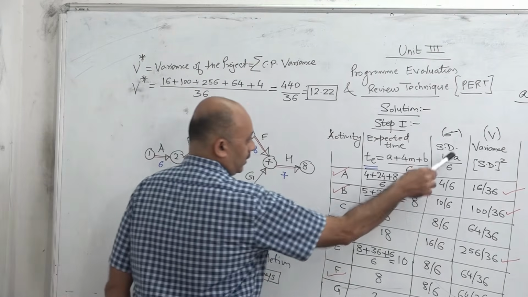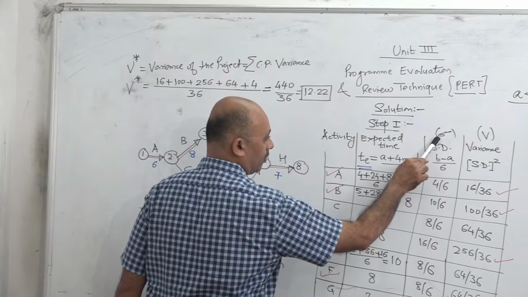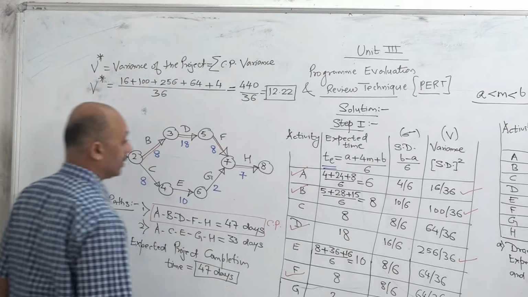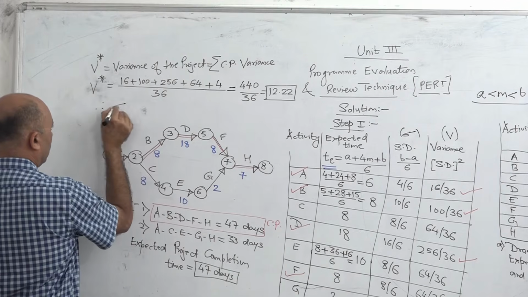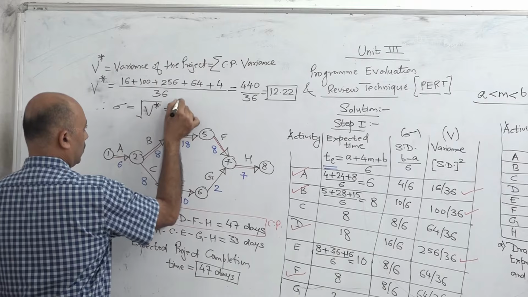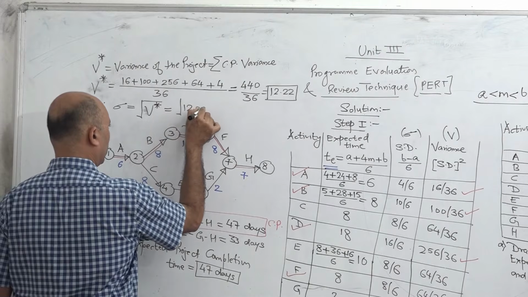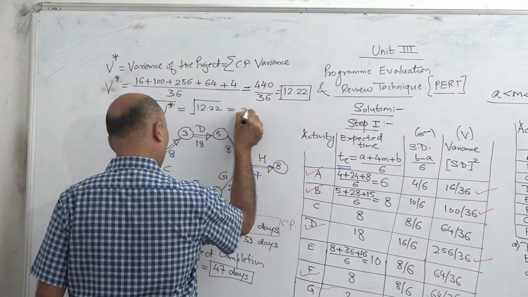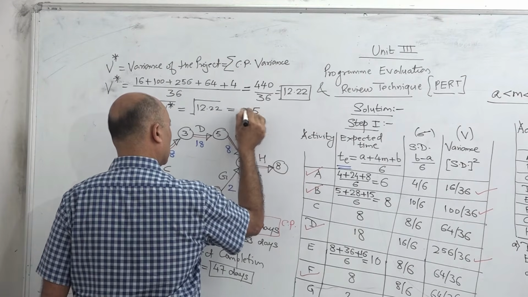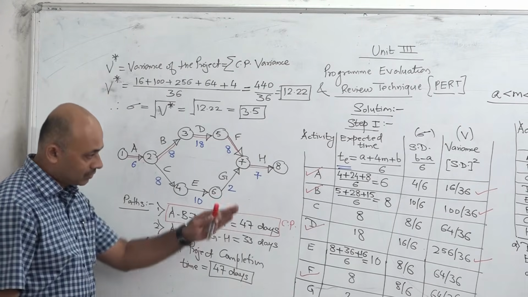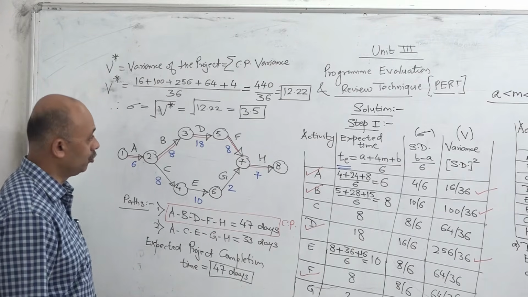Now we have seen that variance is the square of sigma. So when we want to find sigma, we take the square root of variance. Therefore sigma is the square root of V star, equal to the square root of 12.22, which is approximately 3.5. So the value of sigma is 3.5. Now this completes the first part of our solution.